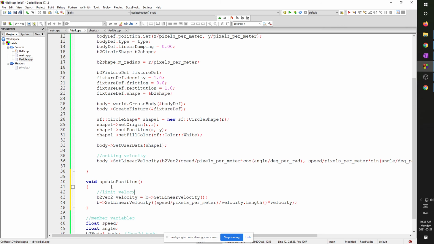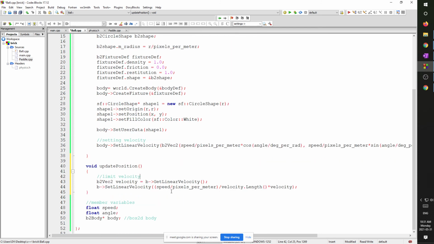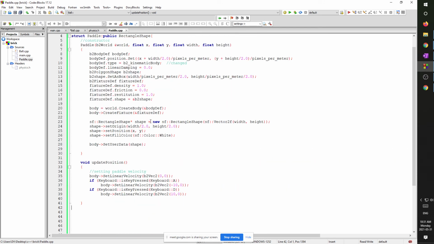Velocity. I'll have a video. I'm recording this right now, Aiden, so I'm going to post the video today too. And I'll post my paddle code in a second, okay?